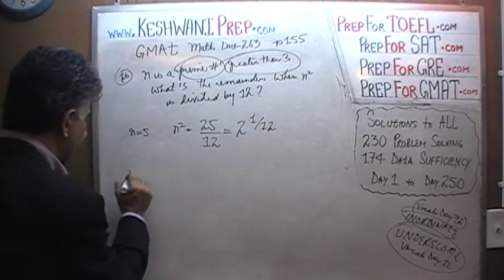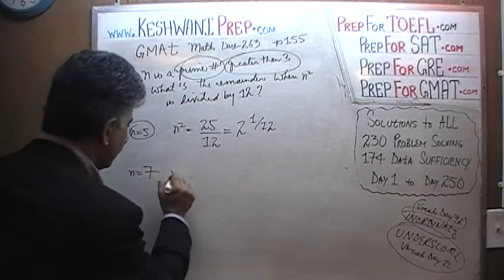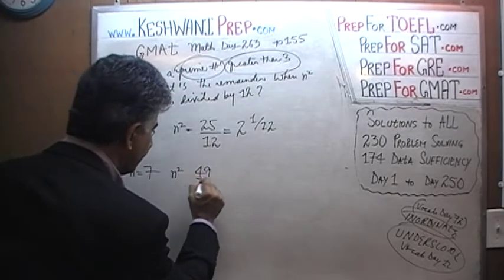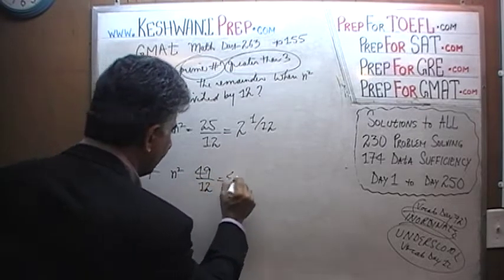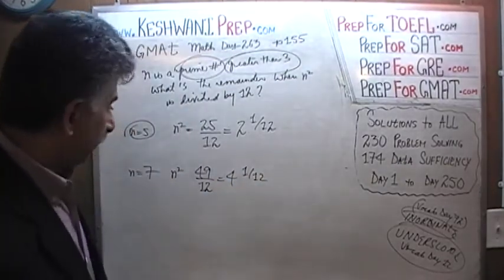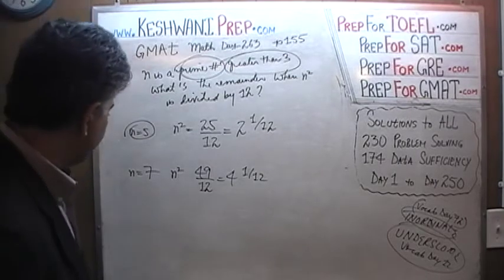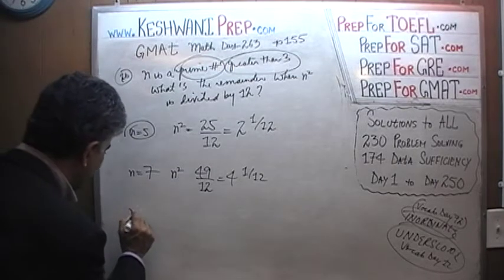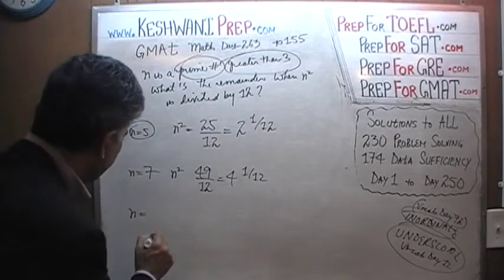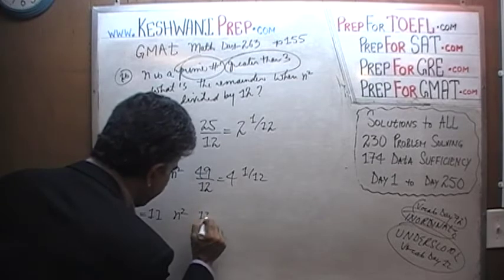For example, instead of 5, had we plugged in 7, then 7 squared would have been 49. And 49 divided by 12, again, is going to be 4 and 1/12. As you can see, the remainder is always 1, because 48 is going to go into 12 4 times, and we're going to have a remainder of 1. It doesn't matter what you plug in. The next prime number that we can think of is 11. If you plug in 11, squared would have been 121.